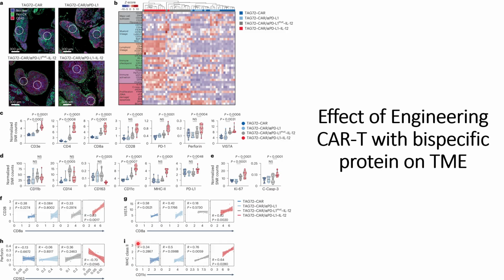Now, MHC-II and CD11c. CD11c is a marker for dendritic cells, and they work by getting antigen information through MHC-II, so it is also directly proportional. All these relationships seem to be in line with the knowledge that is already available in the literature. This also validates that the results they are getting make biological sense. So this is how they checked the effect of engineering CAR T with bispecific protein.